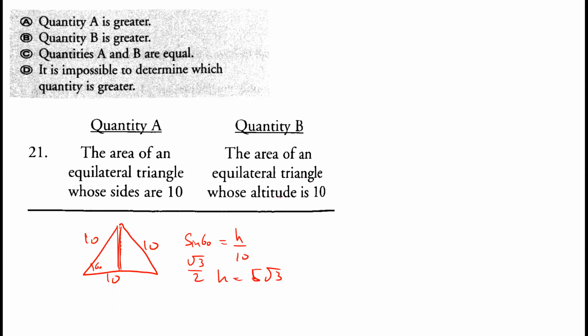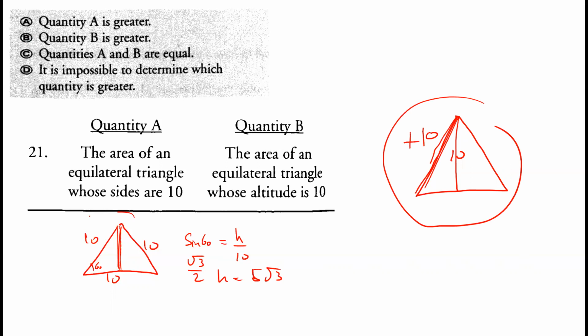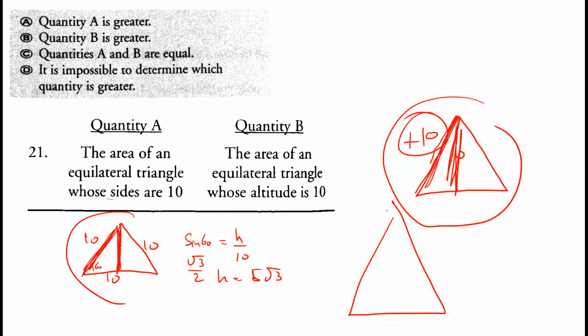Anyhow, that's regardless of the fact. The area of an equilateral triangle whose altitude is 10. Now the simple thing is that if this is 10, then this hypotenuse would be more than 10. Then this triangle would be bigger than the triangle whose sides are 10. Over here this is 10, then the height would obviously be less than 10. If the height is 10, then the side would be more than 10.